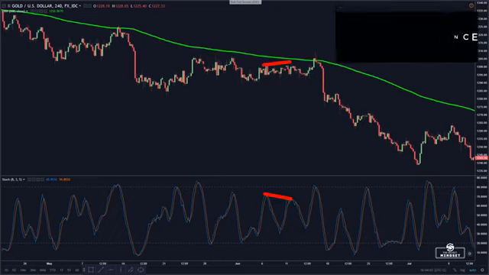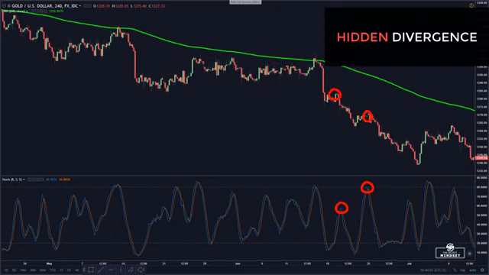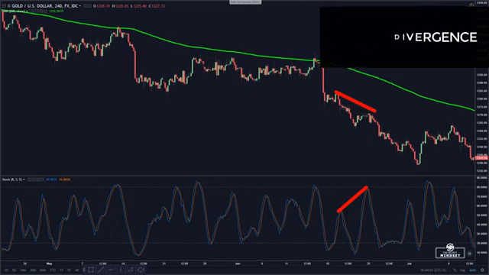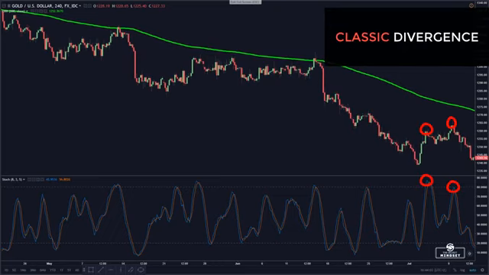The fifth signal was a hidden divergence. Observe how the price was making lower highs, but the indicator was making higher highs. The sixth signal was a classic divergence. The price was making higher highs, but the stochastic was making lower highs.